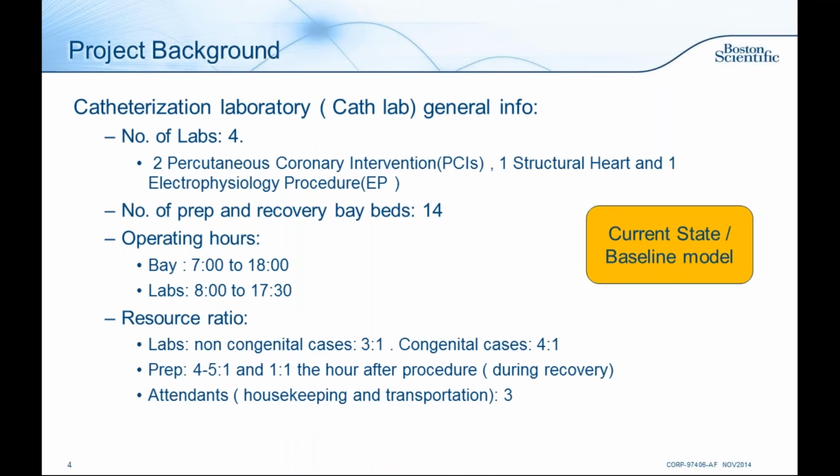So this customer had 4 labs to start. They had 2 PCI rooms. PCI are the easier procedures, mostly angioplasty or stents, if you are familiar with that. They have 1 structural heart lab, and they also have 1 EP lab, which is for electrophysiology procedures. They had 14 prep and recovery bay beds, which were located right outside their Cath Lab.